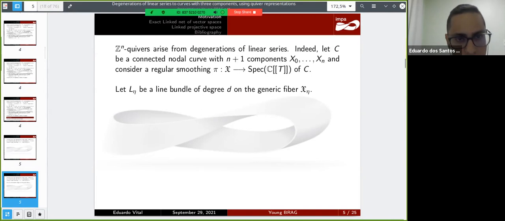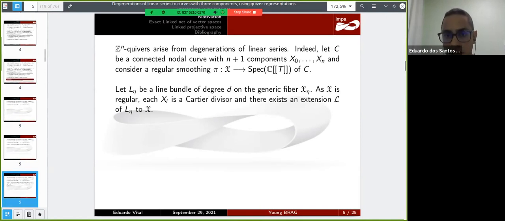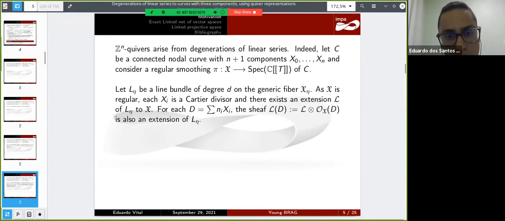Thus, let L_η be a line bundle of degree d on the generic fiber. And by regular, we mean that the surface X is smooth. And as X is regular, each component Xi is a Cartier divisor, and there exists an extension L of L_η to the regular surface. For each divisor D equal to the sum of n_i X_i, the sheaf L_D, defined as L tensor O(D), is also an extension of the sheaf L_η on the generic fiber.